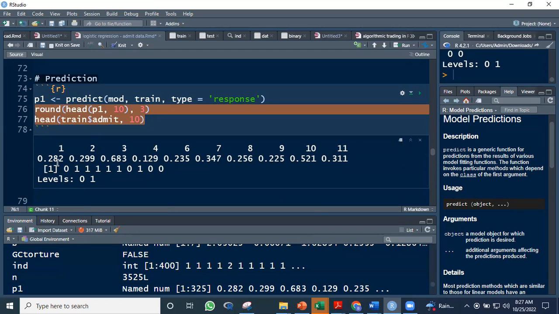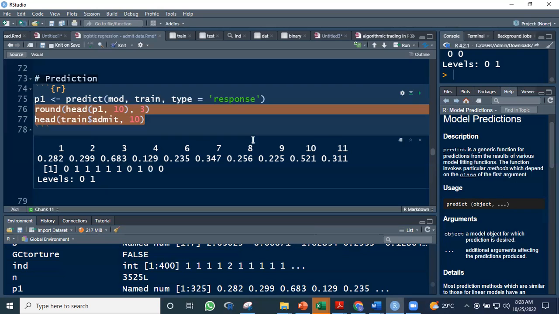Okay. All right. So here now we can compare, no? Yung first 0.282, so not admitted yan. 0. Tama. No? Second 0.299 not admitted. Mali, no? Ang actual niya admitted tong student number 2 na to. Pero dito not admitted siya. This one 0.683 admitted to, no? Admitted, tama. So number 4, 0.129, not admitted, pero dito, ang actual niya, admitted siya.